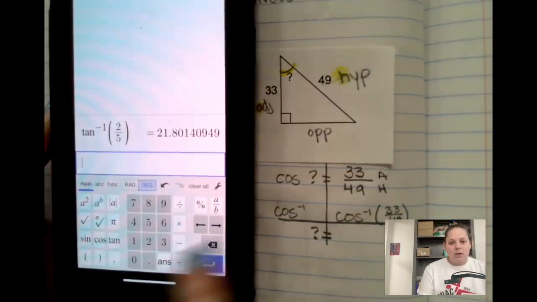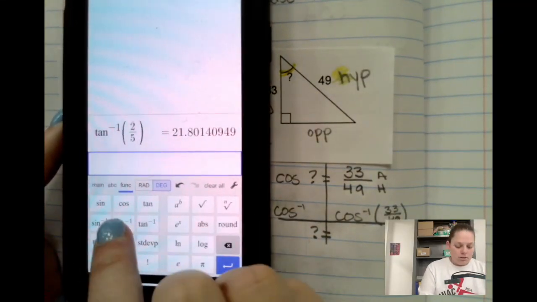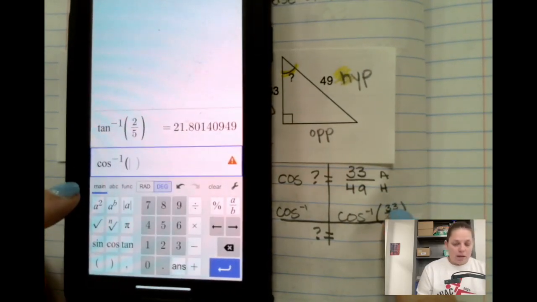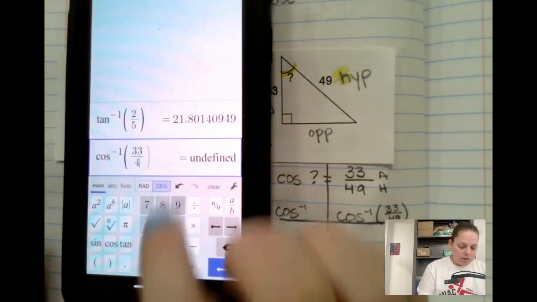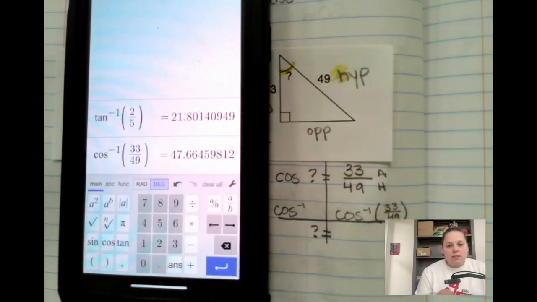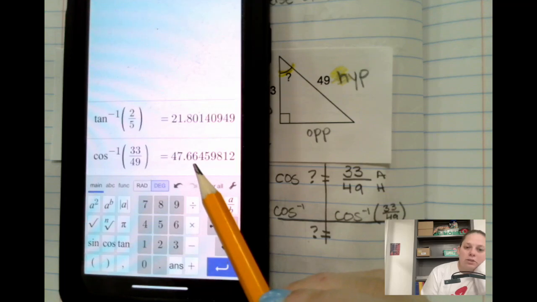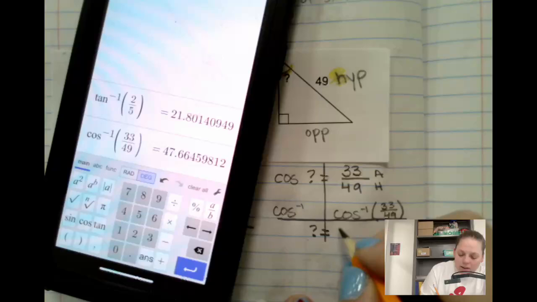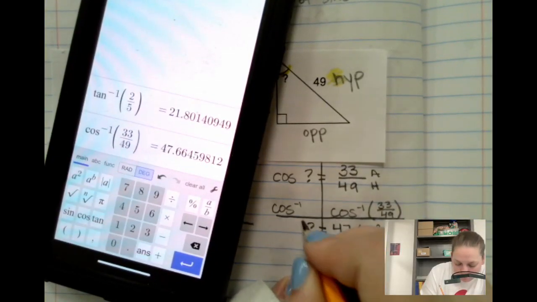So again, to get to that cosine inverse, you hit this function button, inverse cosine, and then you hit back to main to get to the numbers, 33 divided by 49. This time we get 47 and 66 hundredths. Again, we're rounding, so either we're going to keep it at 66 hundredths or 67 hundredths. After the 66 is a 4, so that tells me to stay. So 47 and 66 hundredths degrees.